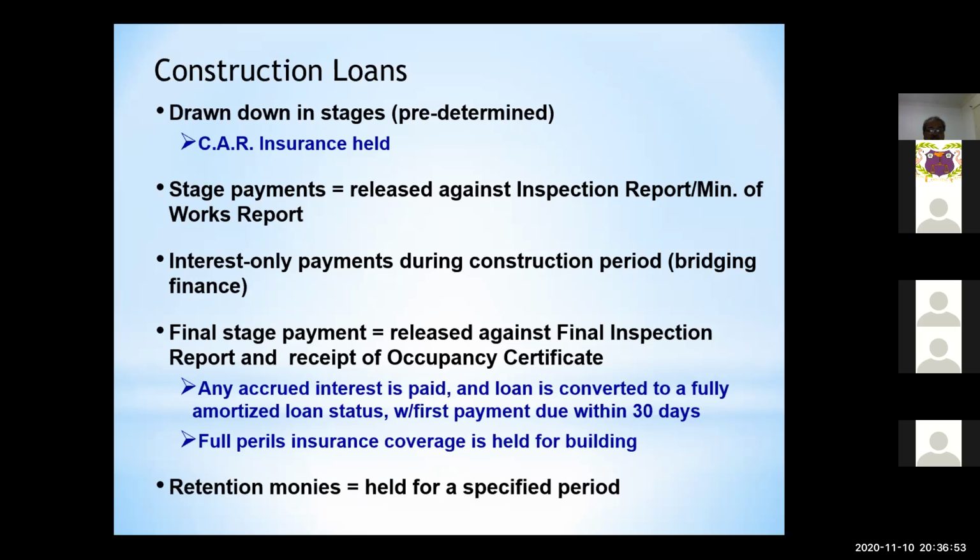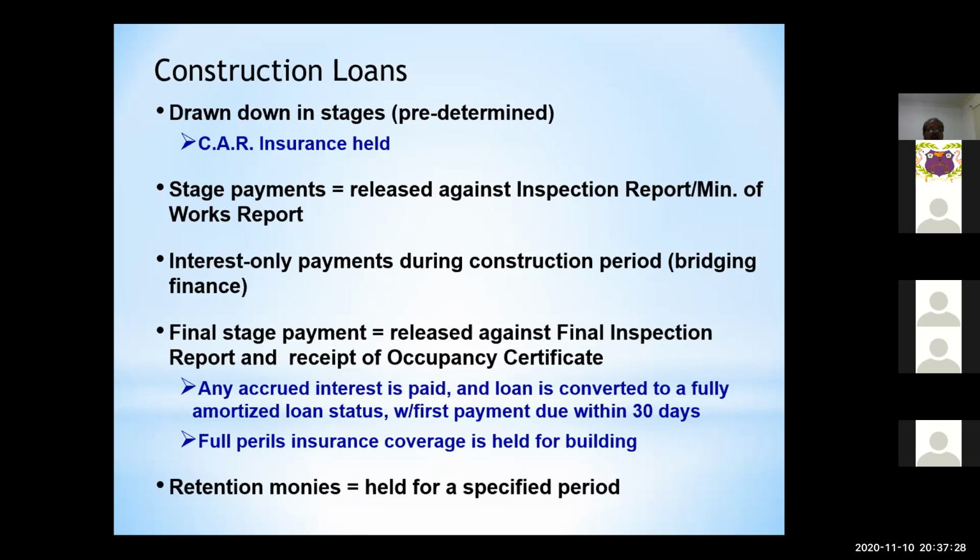Full perils insurance coverage is held at that time. So the contractor's all risk insurance that you took initially falls away, and full perils insurance takes place, including hurricane coverage. Then you hold some retention monies, which are normally 5% for a specified period. This may be for 30 days or longer, depending again on the size of the contract, but normally it's for 30 days.